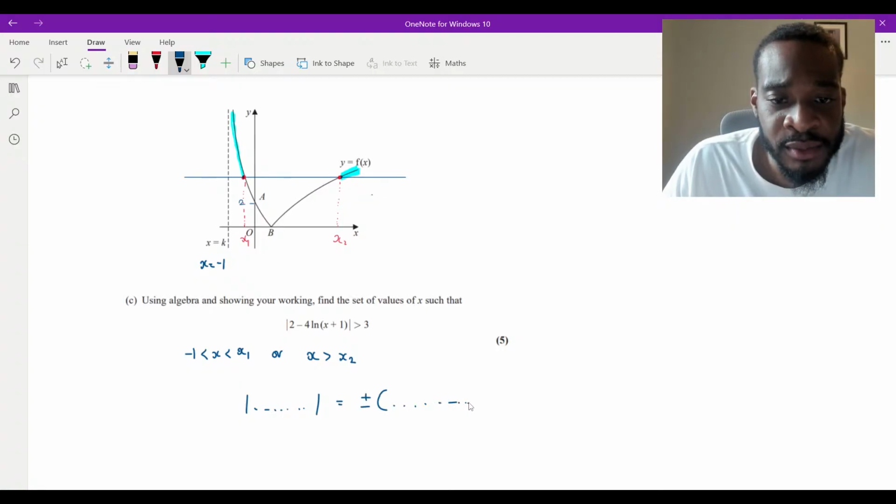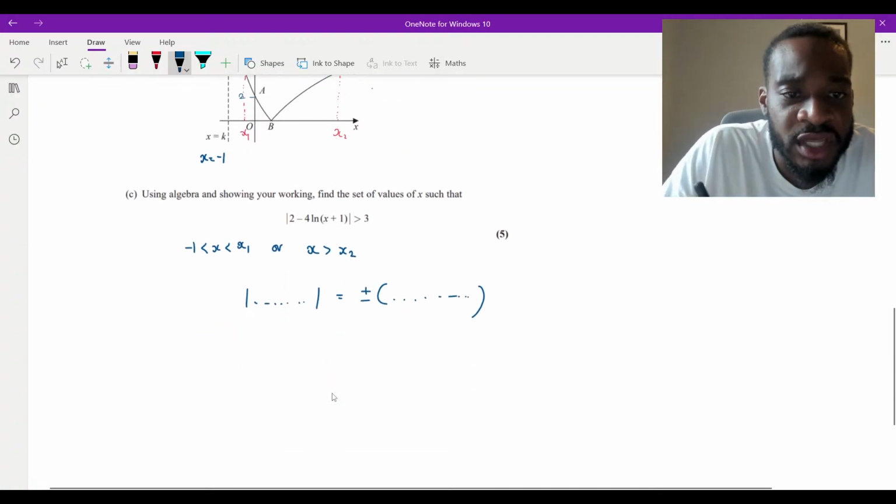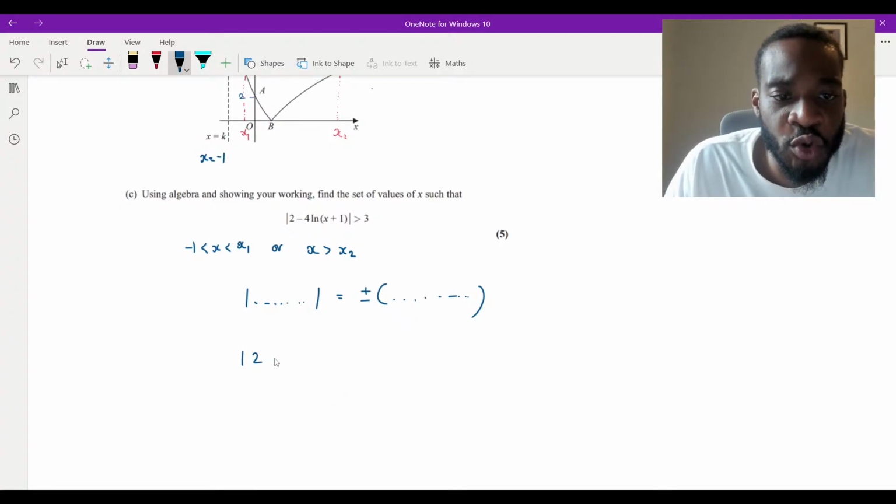So what you want to do is say, well, we've got the modulus of 2 minus 4 ln of x plus 1. Now, this is either equal to the positive version of it. You don't even need to write this bracket, but I just write it to really reinforce it. So I put in minus plus 1, like that. Or it's equal to minus of it.